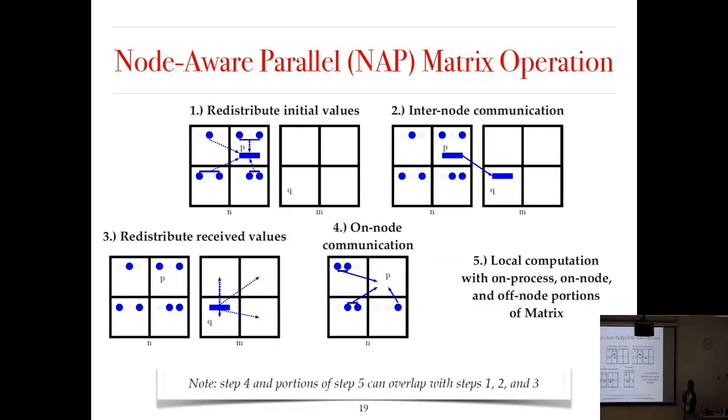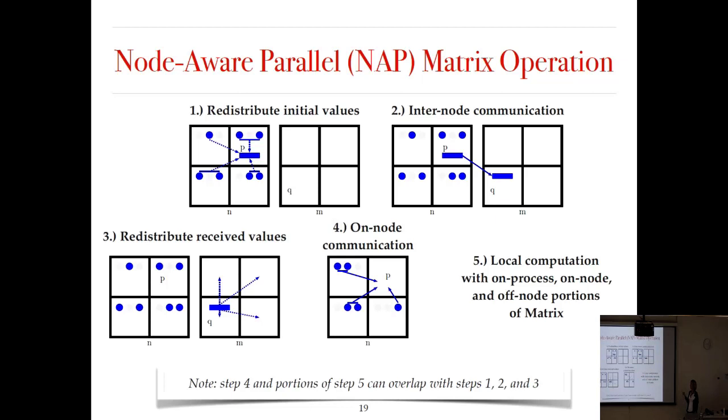So an overview of what the node-aware matrix operations look like. You have these three steps. So you redistribute the initial values, send them as a single message across the network, and then after you receive the values, redistribute them again. You also have the on-node communication, and then finally you have your local computation with the on-process, the on-node, and the off-node blocks of the matrix.